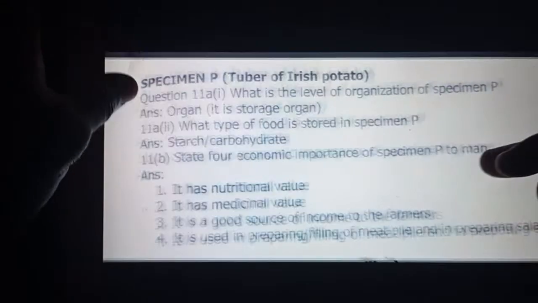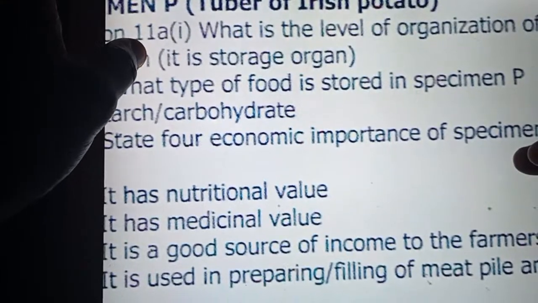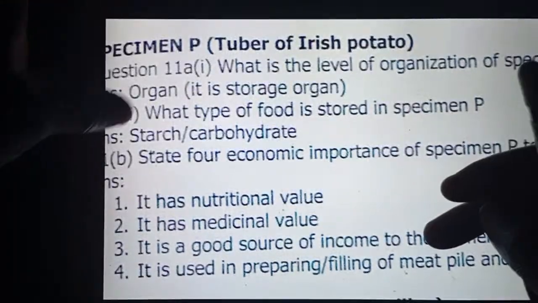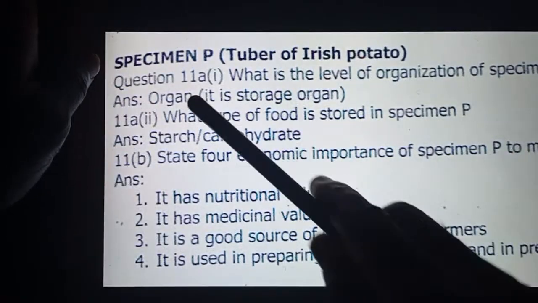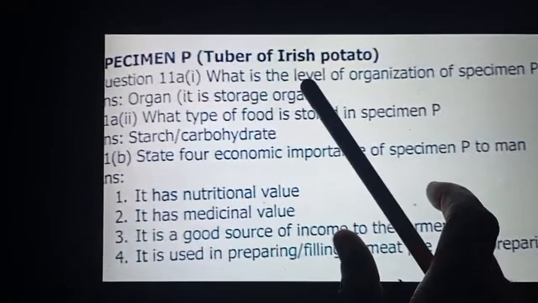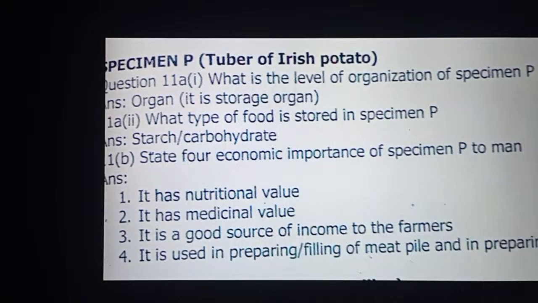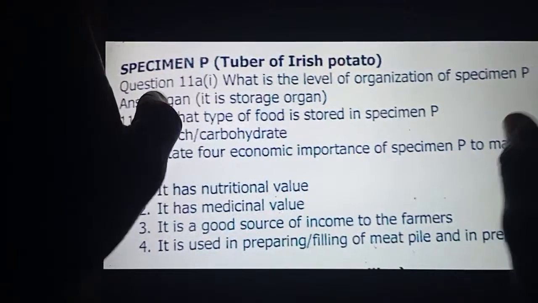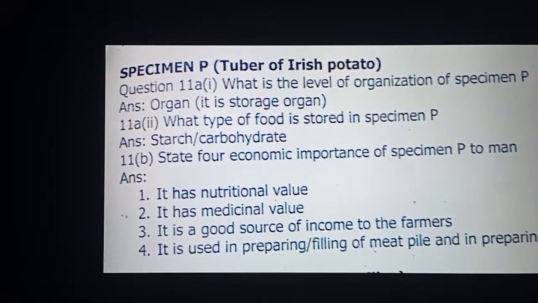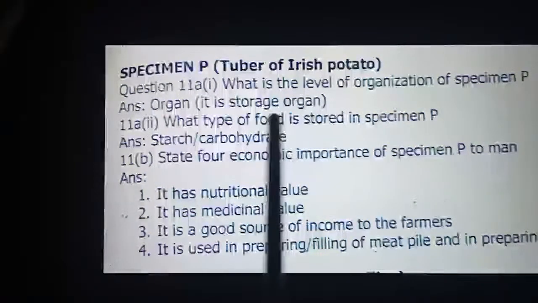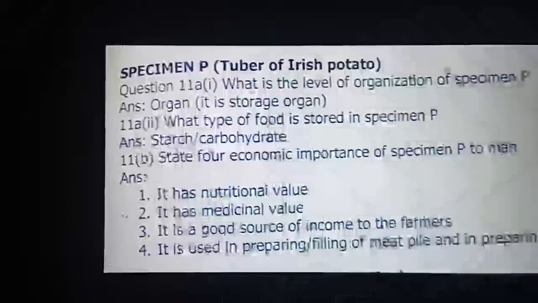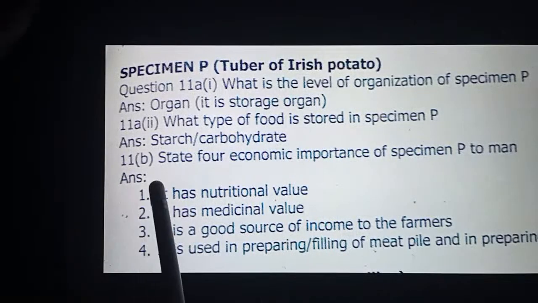I've handled specimen A down to H, I guess, to the humerus. So, like here, it is not specimen P. This is just the tuber of Irish potato. It's not specimen P, but I just use P to label it. Here you are required to say what is the level of organization of specimen P? Remember, the tuber is a storage organ. Both the tuber of Irish potato and the storage organ. Then what type of food is stored in specimen P? That is starch, carbohydrate. Then state 4 economic importance of specimen P to man.